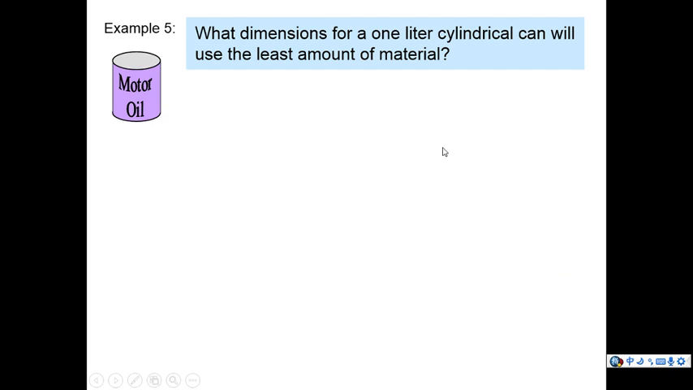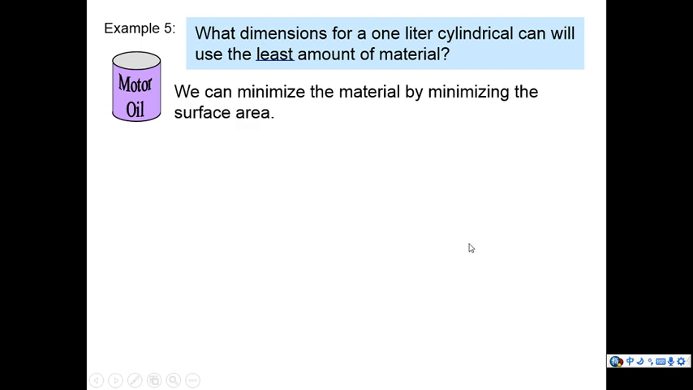And here's another example. What dimensions for a 1 liter cylindrical can will use the least amount of material? If that's using the least amount of material, we probably want to think about that. Is that the volume, the surface area? Indeed, it's the surface area of the cylindrical can, at least. So that means we want to minimize the surface area.